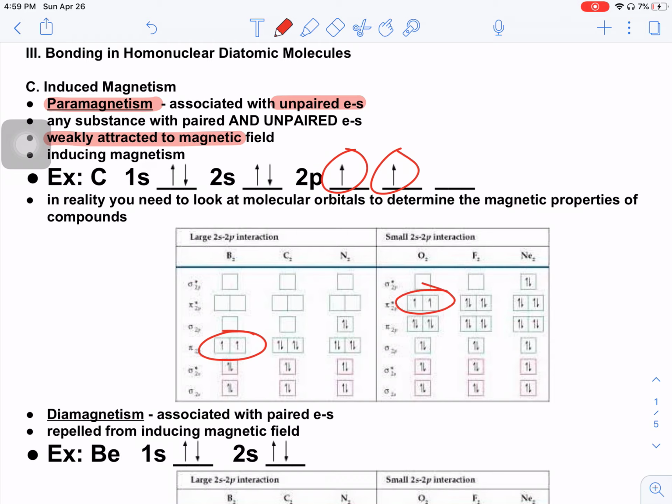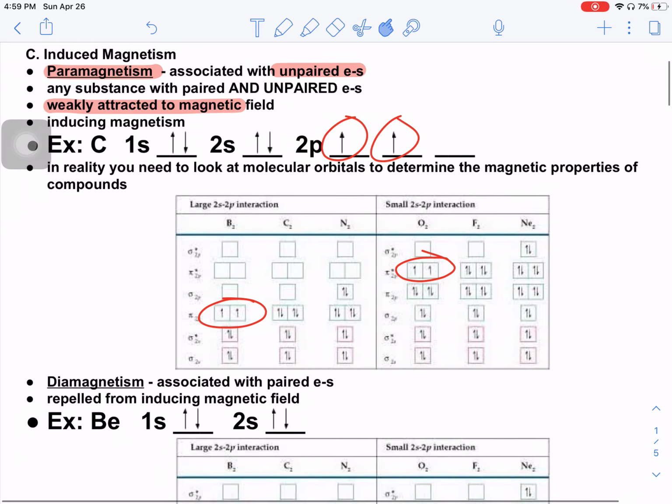If we dig in a little bit further, we also see oxygen over here. They obviously do have some electrons that are paired in some of these lower energy levels, but when you start looking around in some of those boxes, you see that there are certainly unpaired electrons. So for B2 and O2, they are going to be paramagnetic.